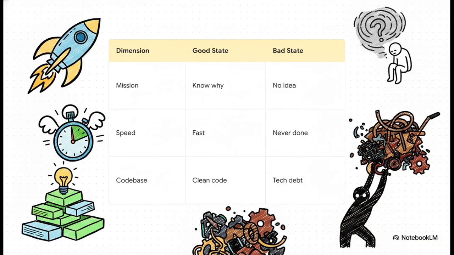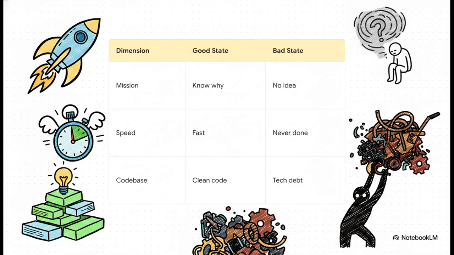When you're evaluating a team here, you aren't just giving a generic score out of 10. You are actually looking at two distinct extremes. Take mission, for example. The good state is, we know exactly why we're here and we're super excited about it. The bad state? We have absolutely no idea why we're even doing this. Then you've got operational metrics, like speed, where teams either get stuff done with zero friction or they feel like they never get anything done at all.